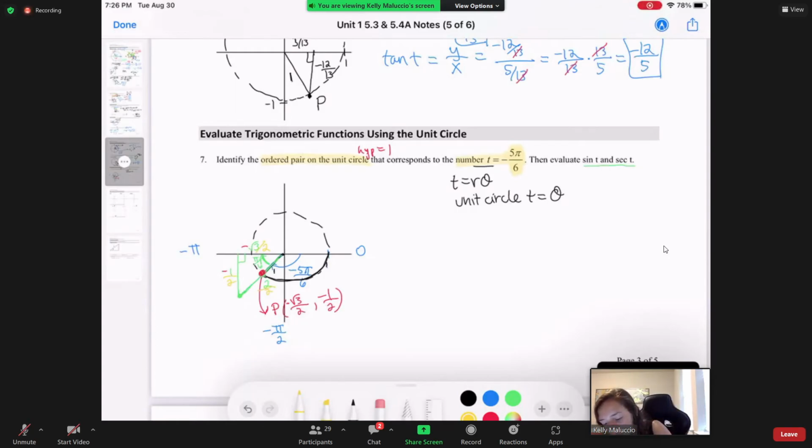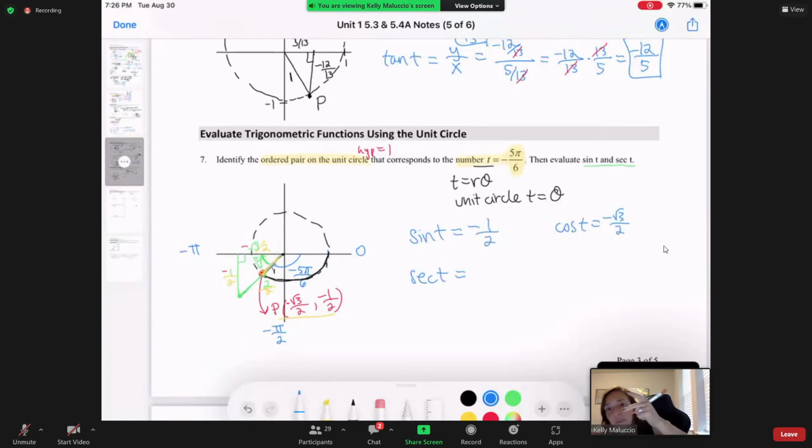What's more important is getting this point on the unit circle. Now we can find sine of t and secant of t. Sine is just going to be my y value, so negative 1/2. And secant is 1 over cosine. So as Jakob said, cosine of t is negative root 3 over 2.